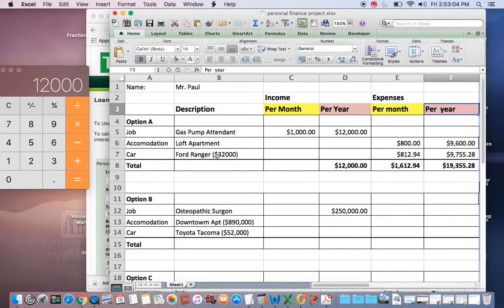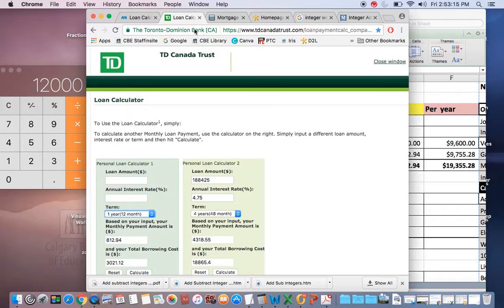Now, my Ford Ranger cost $32,000. That was the list price. But how do I figure out how much that's going to be per month? Because we're not going to buy these cars outright. So there is a link to this, the TD Bank loan payment. It's a great little tool.